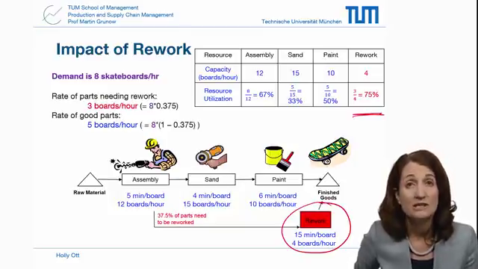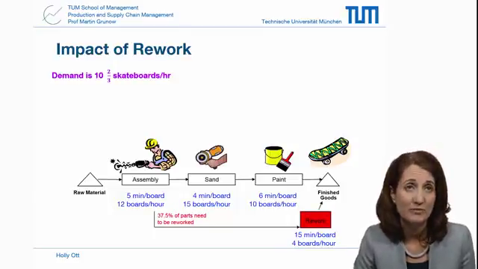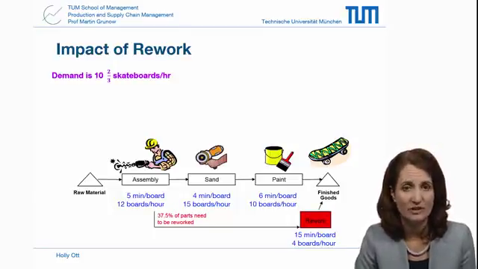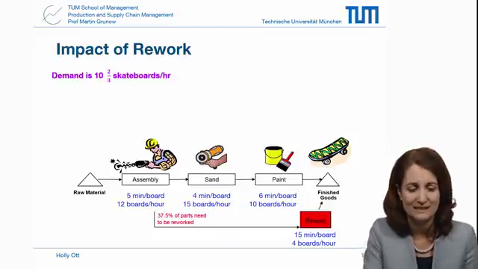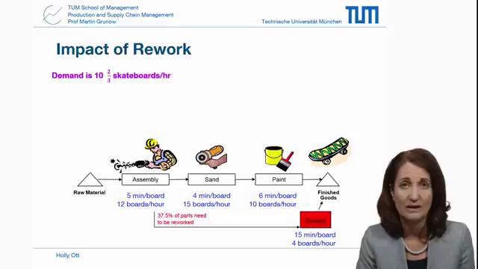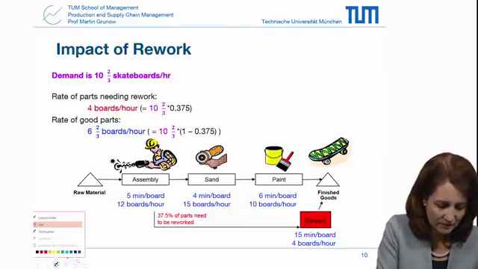Let's increase the demand. Right now, 8 skateboards per hour. Let's increase the demand to 10 2/3 skateboards per hour. So don't forget, this is on average. So on average, 10 2/3 skateboards per hour, or 10.66666 skateboards per hour. Again, 37.5% of the parts need to be reworked. What happens now?